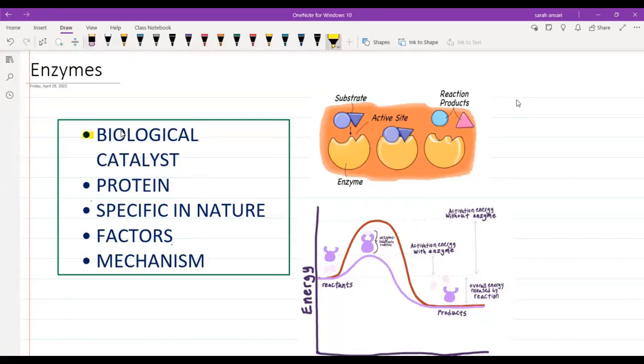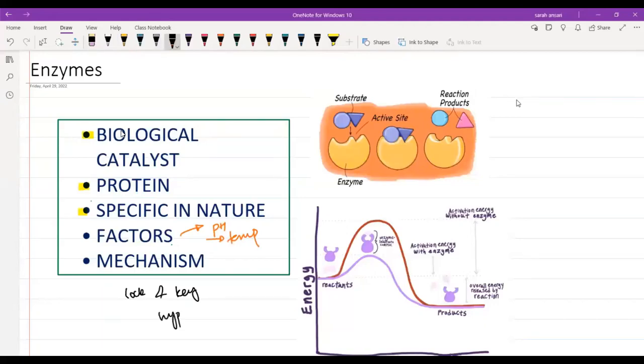to be how come it's a biological catalyst, how come it's a protein, and how is it specific in its nature. Secondly, the second two subtopics that we deal with in the topic of enzymes is the factors. The factors that affect the enzyme activities are pH and temperature. And then we talk about the working mechanism of enzyme. When we talk about working mechanism, we usually talk about the lock and key hypothesis, and then our induced fit mechanism.